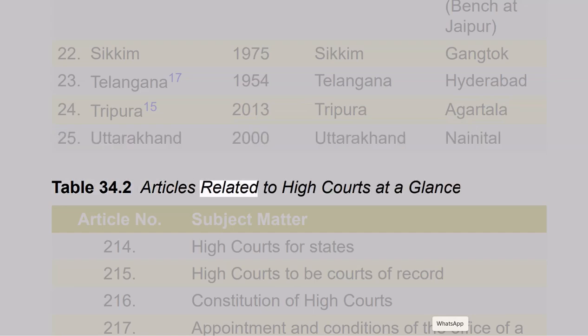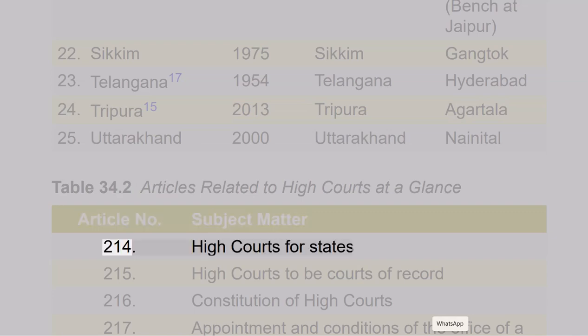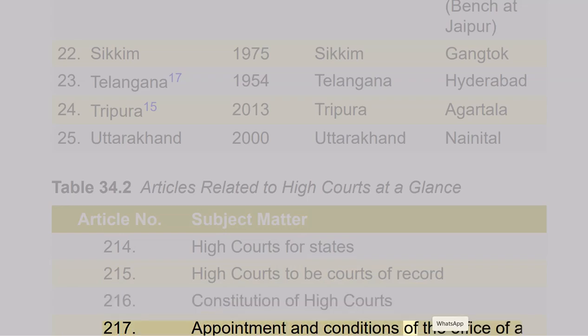Table 34.2: Articles related to High Courts at a glance. Article No., Subject Matter. 214. High Courts for States. 215. High Courts to be Courts of Record. 216. Constitution of High Courts. 217. Appointment and conditions of the office of a Judge of a High Court.